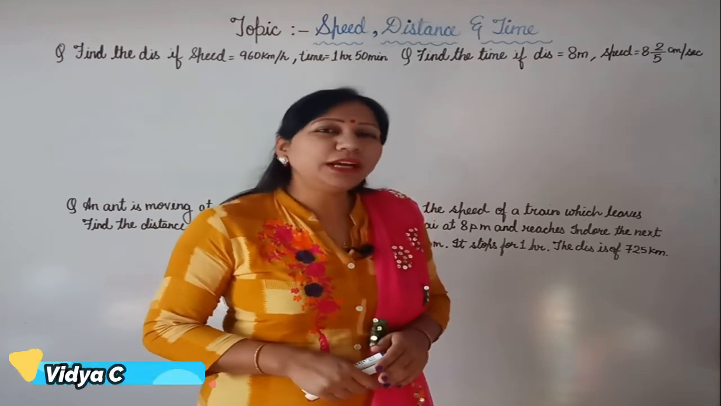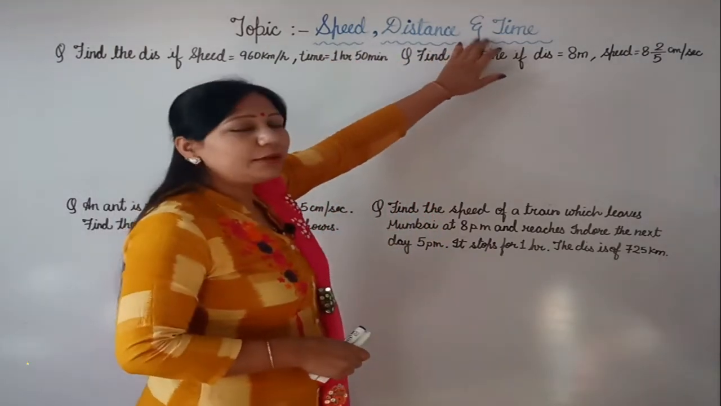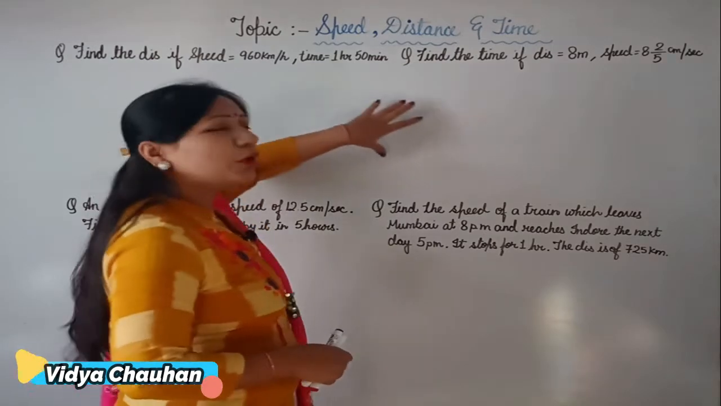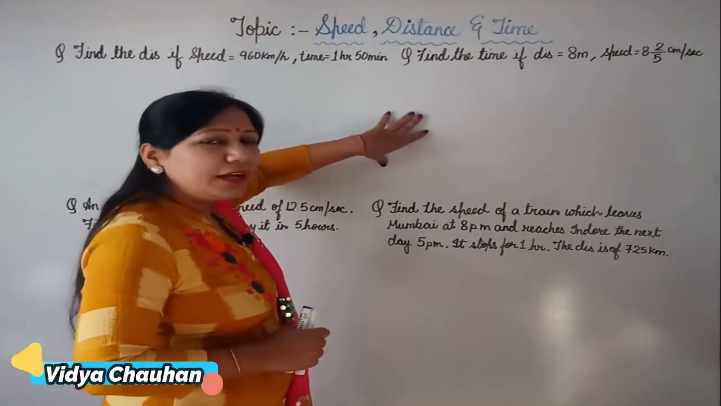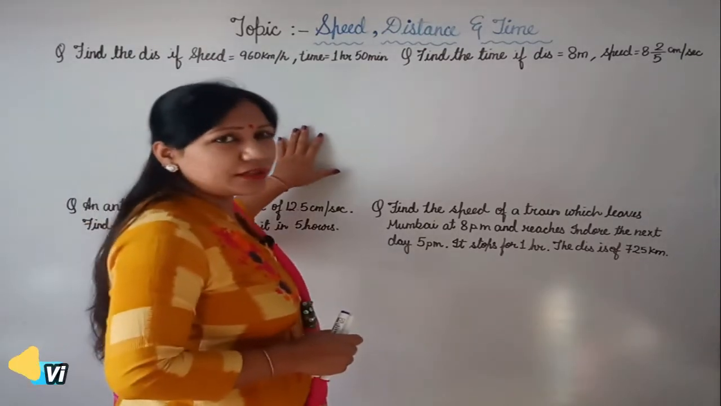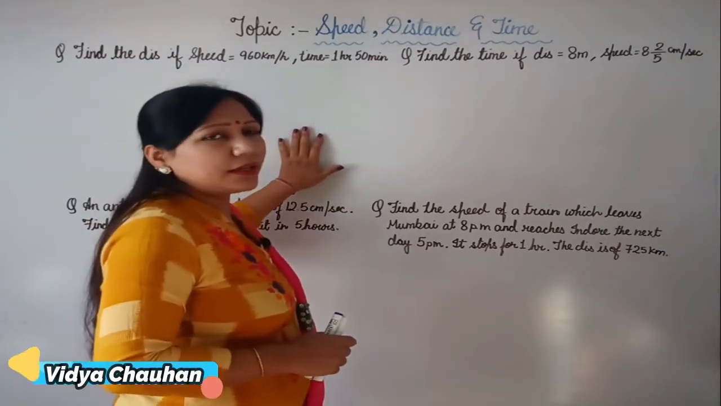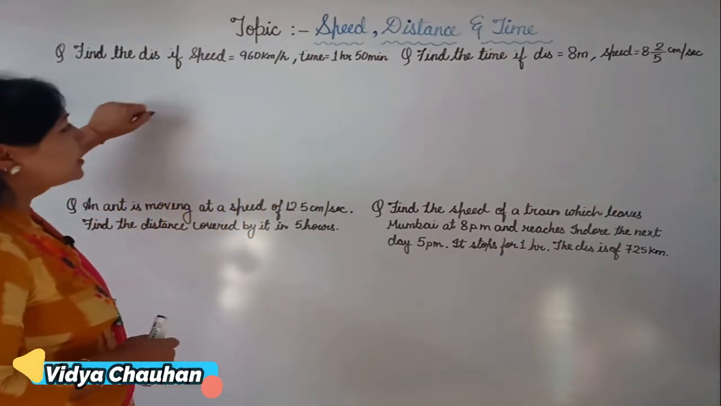So students, today in continuation with the chapter Speed, Distance and Time, we are here with some more questions related to speed, distance and time, in which either you have to do some conversion, or find the distance, time or some other unknown values. So let us take the questions and check out the solutions one by one.